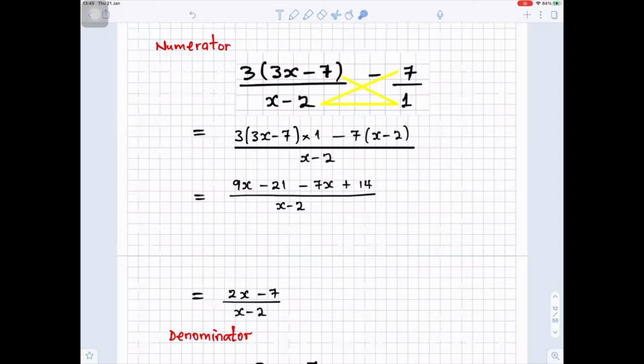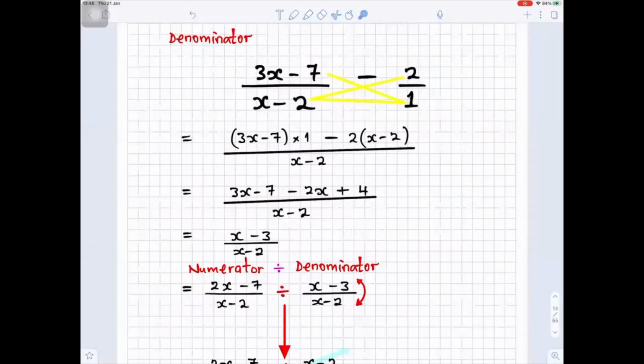Now we're going to deal with the denominator. So for the denominator, we'll have 3x minus 7 times 1 minus x minus 2 times 2. So we remove the brackets. 3x minus 7 minus 2 times x is minus 2x. Minus 2 times minus 2 gives you plus 4.